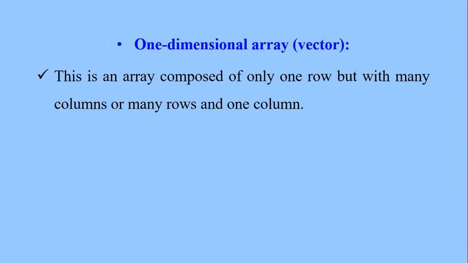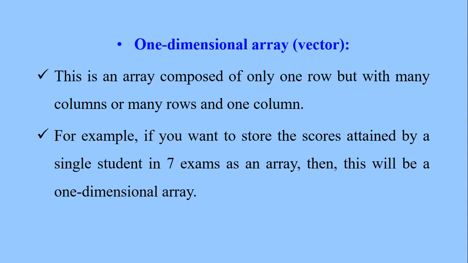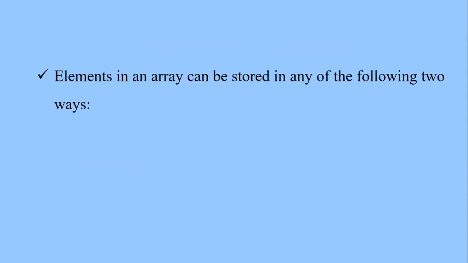Let's look at one-dimensional array, also called vector. This is an array composed of only one row, but with many columns, or many rows, but with one column. For example, if you want to store the scores attained by a single student in 7 exams as an array, then this will be a one-dimensional array. Elements in an array can be stored in any of the following two ways. One is what we call the row major, and the other one is column major.